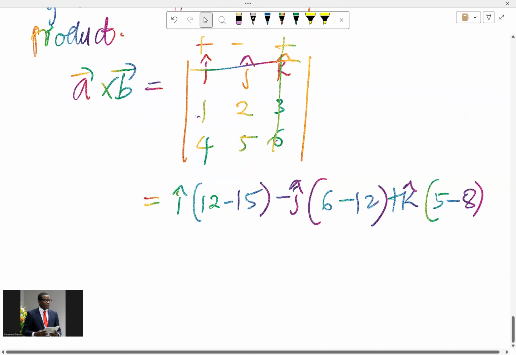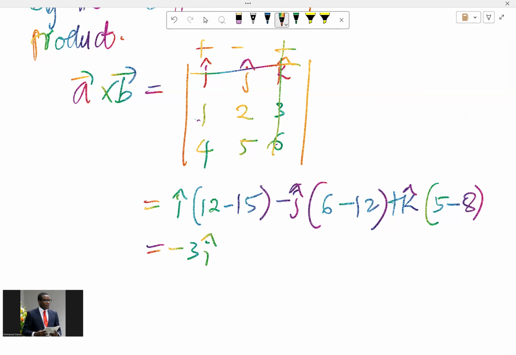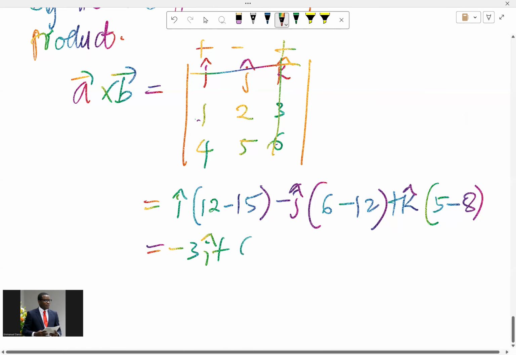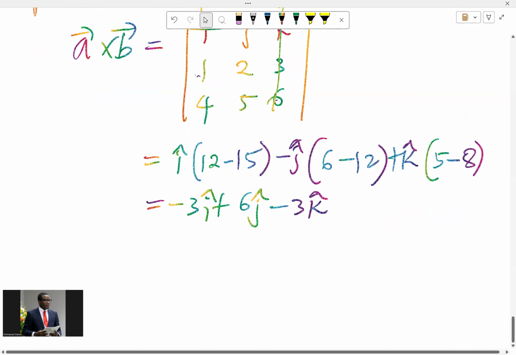So this is now 12 minus 15, which is minus 3. So we have minus 3i. Then 6 minus 12 is minus 6, and minus 6 times minus is plus 6j. Lastly, 5 minus 8 is minus 3, so we have minus 3k. So this is the cross product of these vectors.